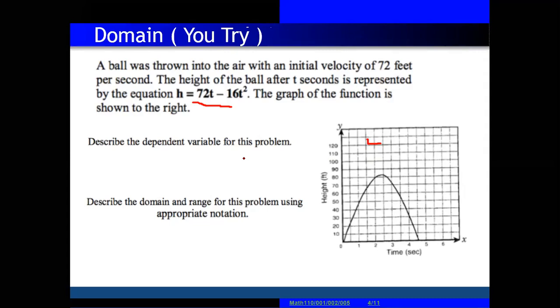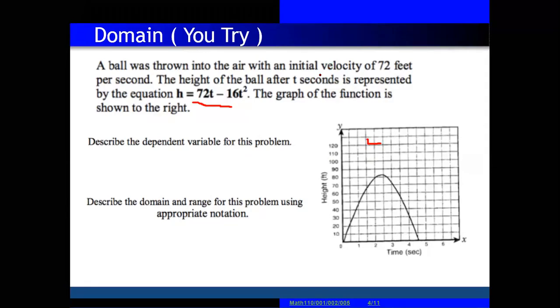Yes. Okay. Yes. Excellent. Height is dependent on the time, sir. Excellent. Excellent. Well done. Thank you, Diva and Sabaun.